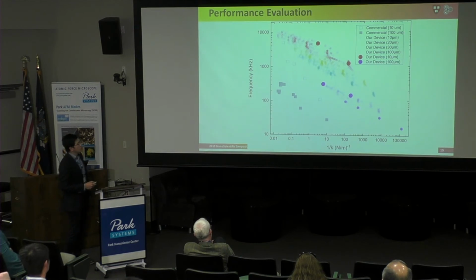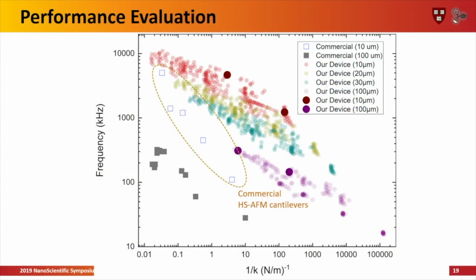Another thing is a comparison between the possible cases and the commercial high-speed AFM cantilevers, which normally have high resonant frequencies and relatively low spring constant. So take one example here. With the same frequencies, we can reduce the spring constant significantly, up to 850 times lower. And it's the same for long cantilevers of 100 micron length, where we can achieve 2 or 3 orders of magnitude lower spring constant.